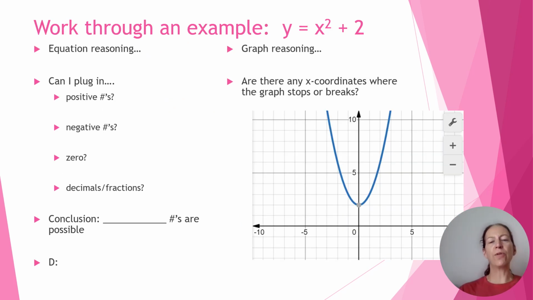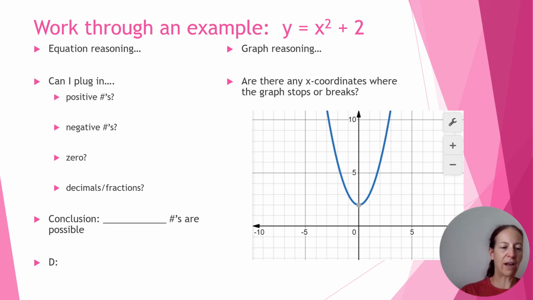So we're going to work through an example here with y equals x squared plus 2, finding the domain of this graph. On the left, you can see where we have the equation reasoning. When I said the equation reasoning, what am I allowed to plug in? So we want to ask ourselves, can I plug positive numbers in?